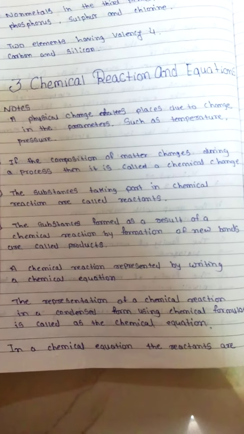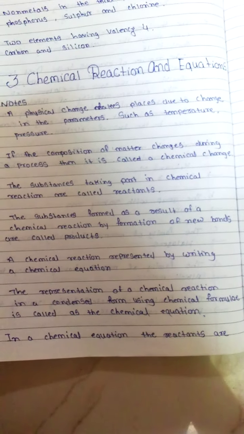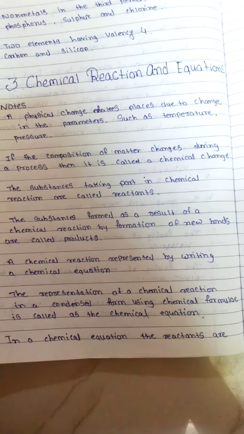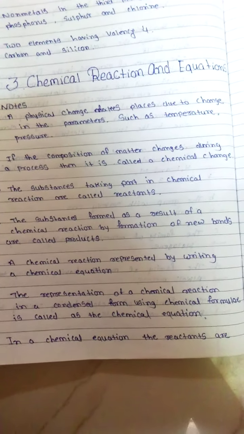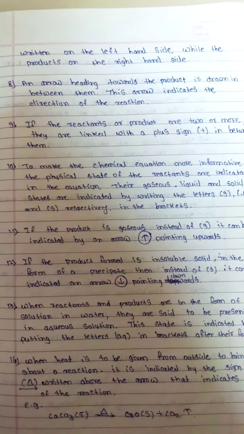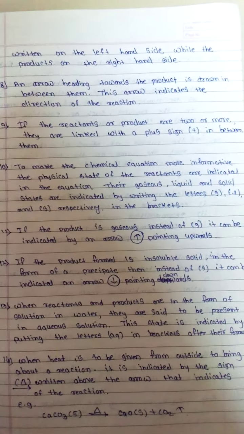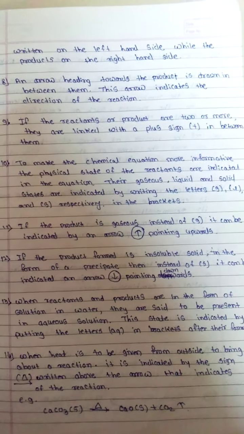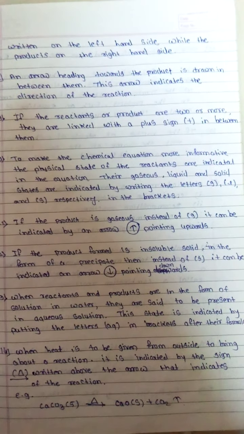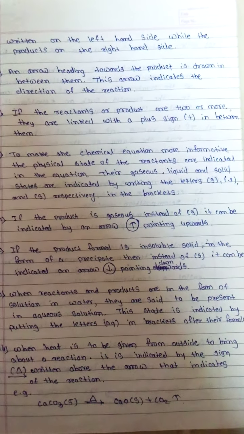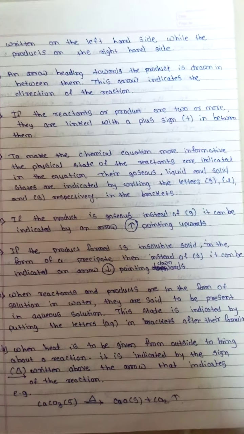A chemical reaction is represented by writing a chemical equation. A representation of a chemical reaction in a condensed form using chemical formulas is called a chemical equation. In a chemical equation, the reactants are written on the left hand side while the products are on the right hand side. An arrow heading toward the products is drawn in between them. This arrow indicates the direction of the reaction. If there are two or more reactants or products, they are linked with a plus sign in between them.